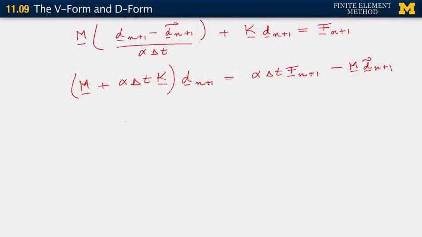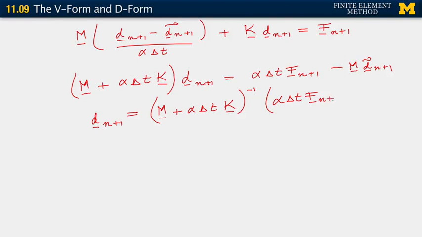Okay, so this would be the D form, and now what we get here is d n plus 1 equals m plus alpha delta t k, inverse here, times alpha delta t f n plus 1 minus m d tilde n plus 1.